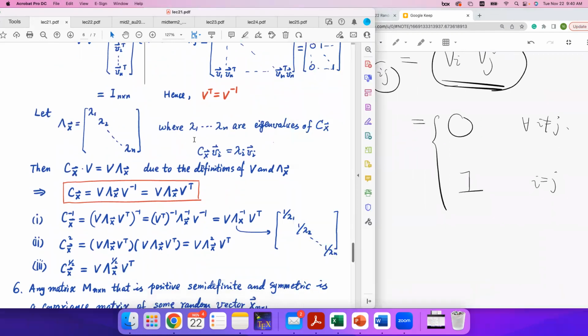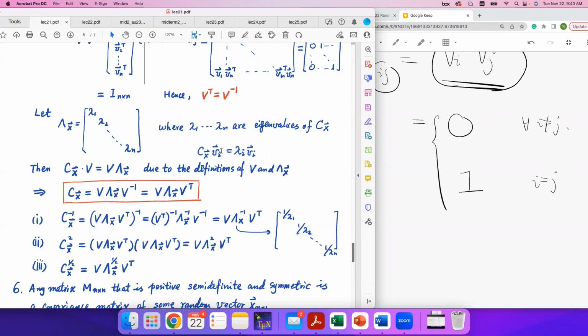And then we can write out the definition of eigenvalues. This equation in a matrix form like this. I will not go into the details, but this is very similar to this structure where C times V_i equals lambda_i times V_i.